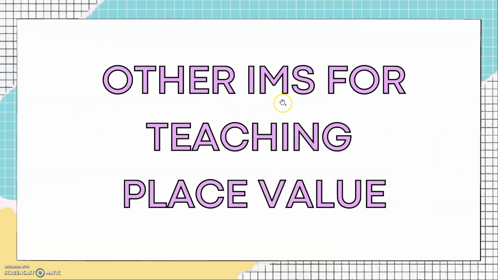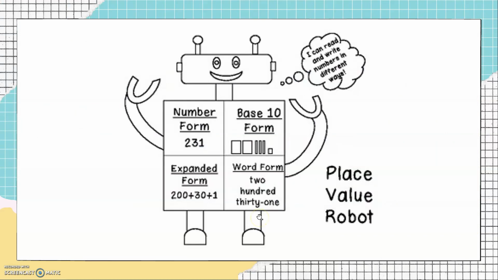Here are some other instructional materials for teaching place value. Here is a place value robot. If you can observe here, there is a number form and a base 10 form. This is for the ones, this is for the tens, and this is for the hundreds. Each figure symbolizes one place value. And we also have an expanded form: 1, 30 for tens, and 200 for hundreds. And then we should translate it to word form. 231.